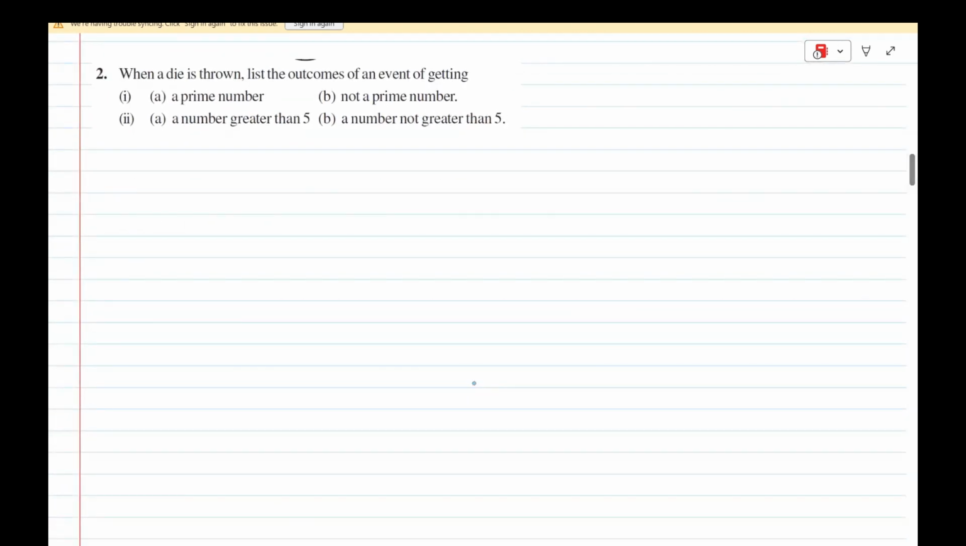The second question says, when a die is thrown, list the outcomes of an event of getting a prime number. So first, the total number of outcomes: as it is a die, I'll get 1, 2, 3, 4, 5, and 6. Correct? Now it says prime number. Prime numbers are those which get divided by 1 or the number itself, right? So the first prime number is 2. 1 is not a prime number. Keep that in mind.